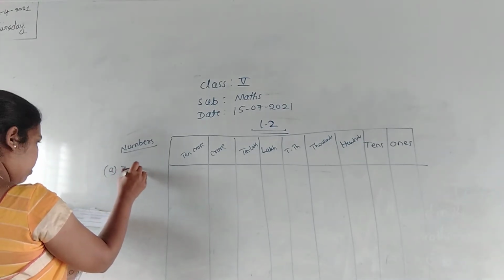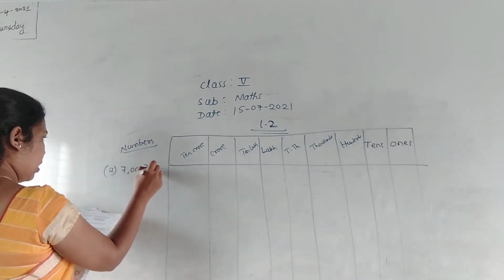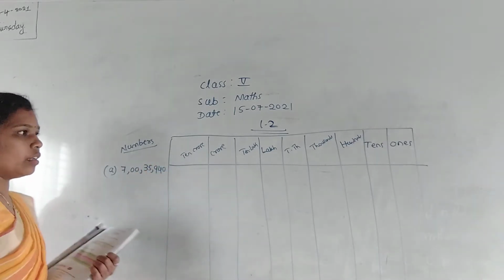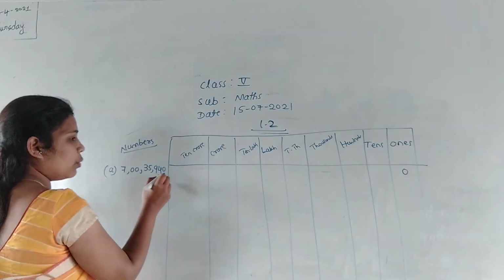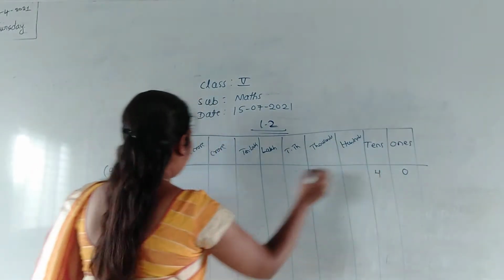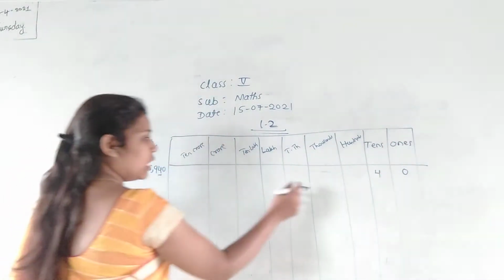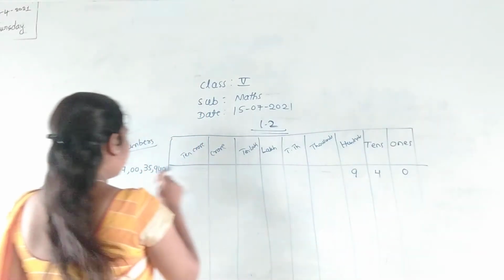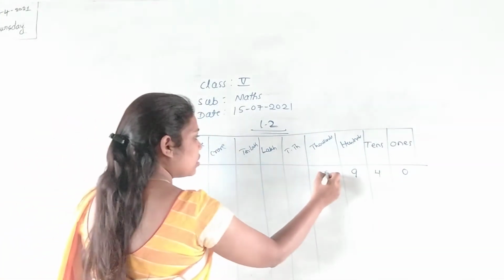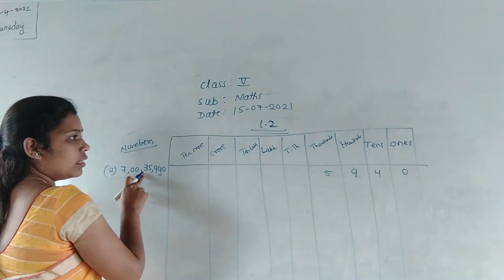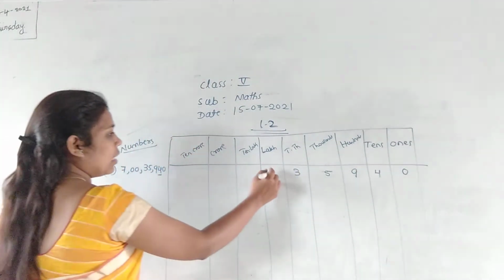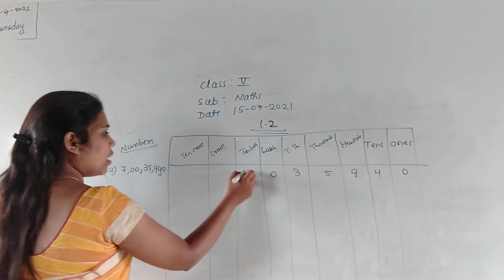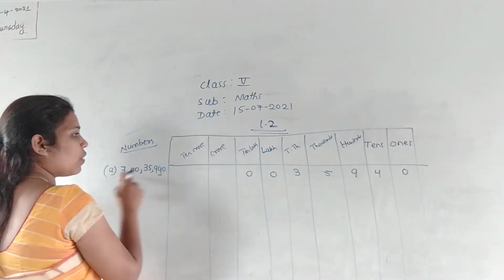7, 0. Right. So the 1's place value here is 0. And what is the 10's place value here? That will be 4. And next, what is the 100 place value? That will be 9 here. Next, the 1000 place value is 5. And the 10,000 place value is 3. And in lakh, 0 is there. In 10 lakh, again it is 0. What is the crore value here?